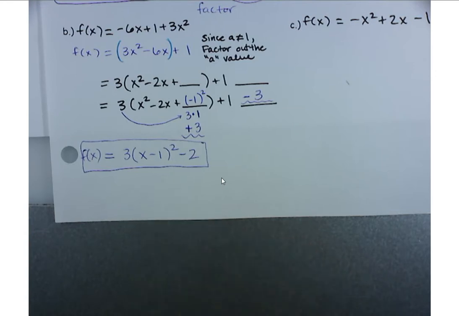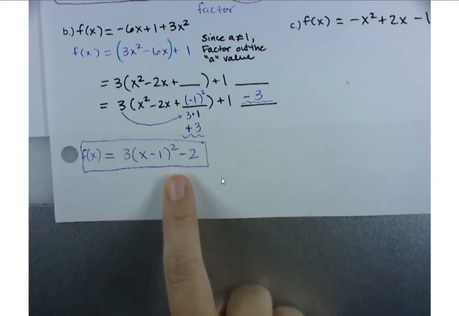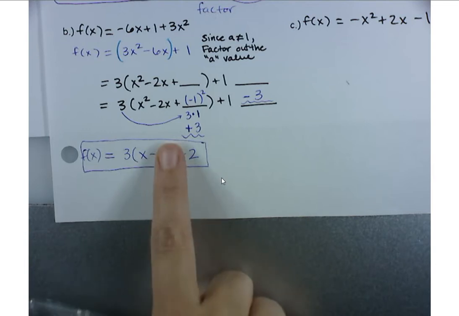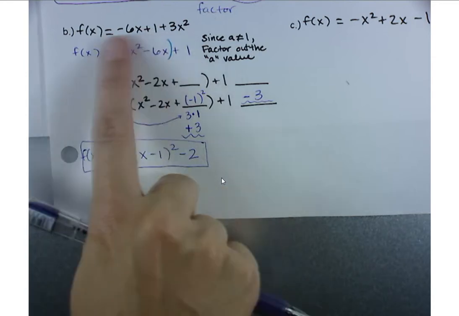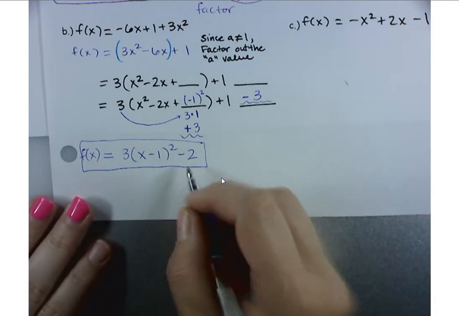Right? And how could you check that this answer is correct? Yeah, you could FOIL it out. You could do x minus 1 squared, distribute the 3, subtract 2, and you should get your original problem. If you had your calculator, which you don't, you could also double check it that way and make sure that the vertex matched. Okay, so Carmen, what is my vertex for this?